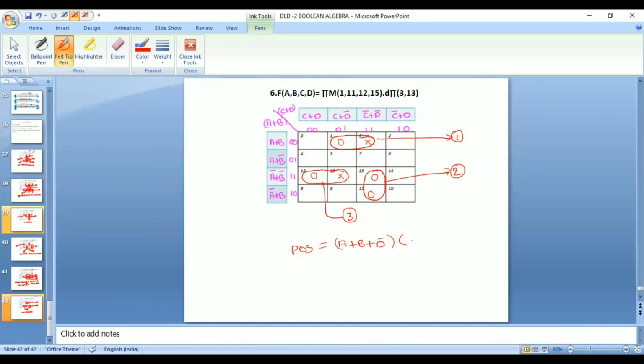And the second one: horizontally the common term is A bar, but vertically the common term is C bar plus D bar. That is the second one. Coming to the third one, horizontally the common term is A bar plus B bar, but vertically the common term is C. So this is the answer. Hope you understand these problems.